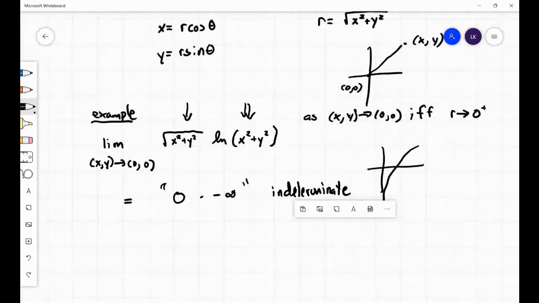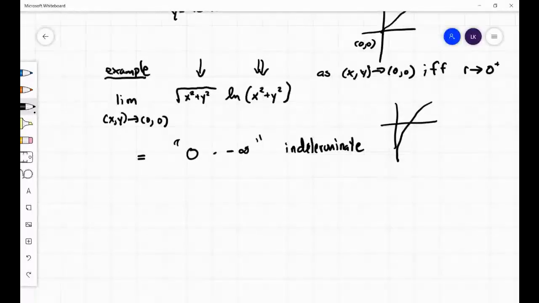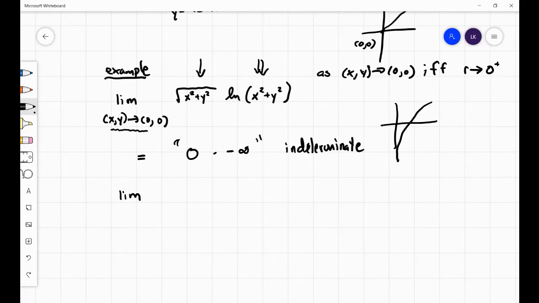So I'll try to prove that the limit exists by using polar coordinates. So we know that we approach the origin if and only if r approaches the origin from the right. And in polar coordinates, the square root of x squared plus y squared is r, and x squared plus y squared would be r squared.